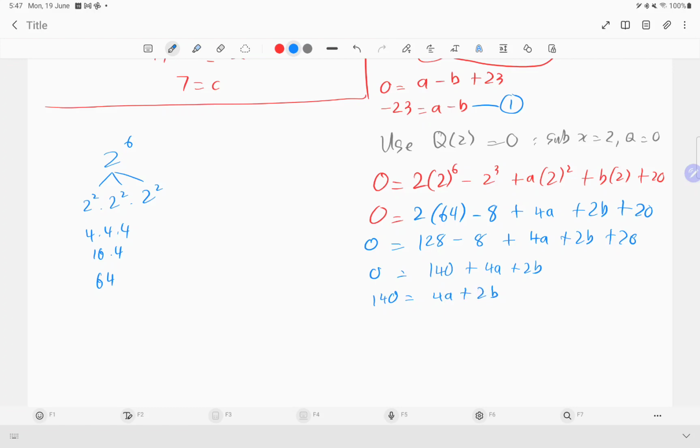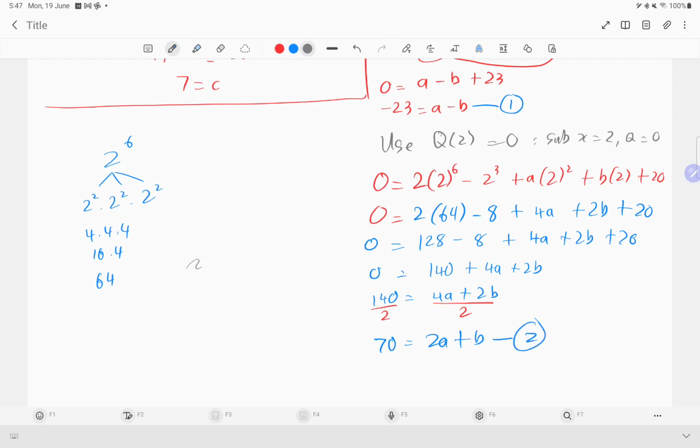Can I simplify this? Yes, you could say 70 is equal to 2a plus b. Correct, because I can divide both sides by 2. And remember, when you divide both sides by 2, you have to divide every single coefficient by 2. So that would be 70 equals 2a plus b. Now that's equation 2.